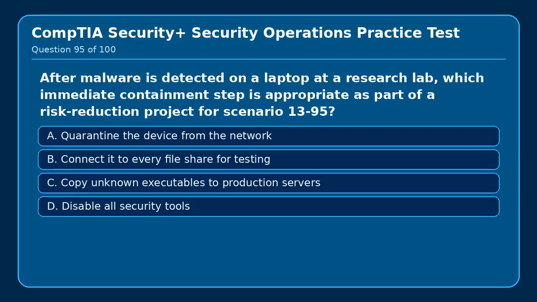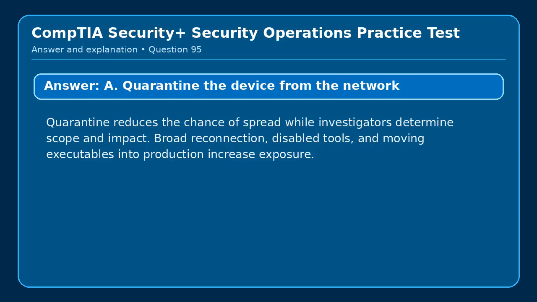Question 98. When a scanner flags a service that is intentionally blocked by compensating controls, what should a university department do while updating the runbook for scenario 13 to 98? A. Validate and document whether the finding is a false positive or accepted risk. B. Delete the scanner report without review. C. Disable every control around the service. D. Assume all findings are always exploitable. Take a moment to choose your answer.